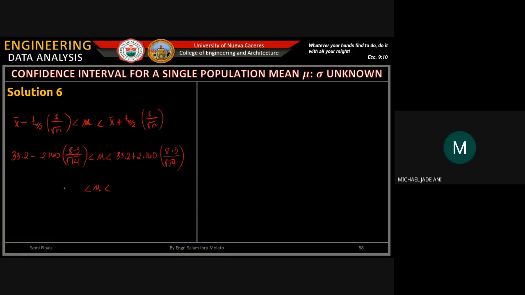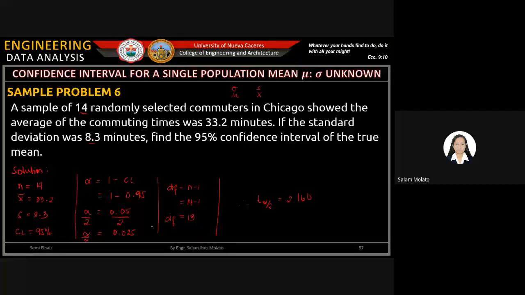28.41 and 37.99 po, ma'am. 37.99? Okay. So, let's check kung paano natin to i-present. Since ang given natin, this is not a row score, tama? I-practice natin yung rules and paano natin ito i-present.